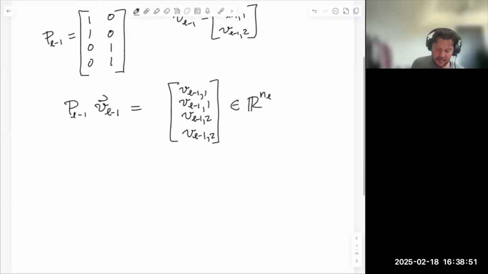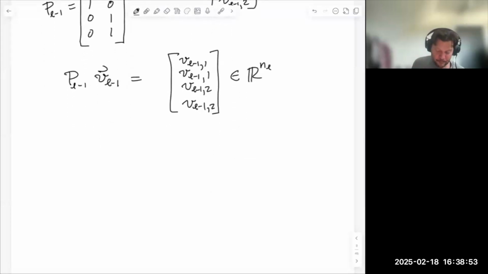So let's think about what this is doing. I've got my coarse grid representation of a function that has 2 degrees of freedom. And those 2 degrees of freedom are defined at the cell-centered points.